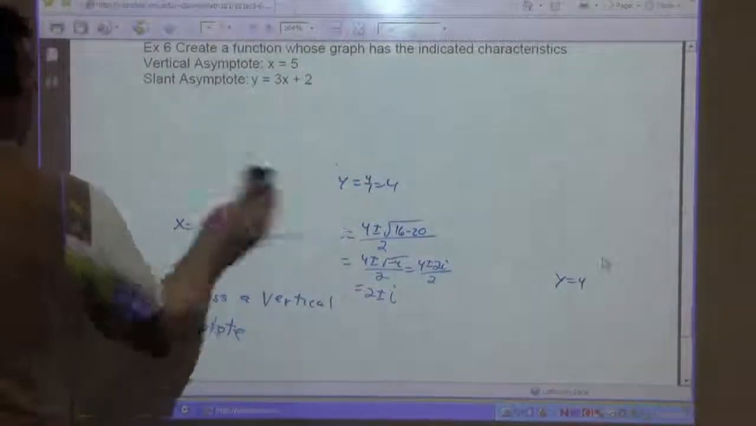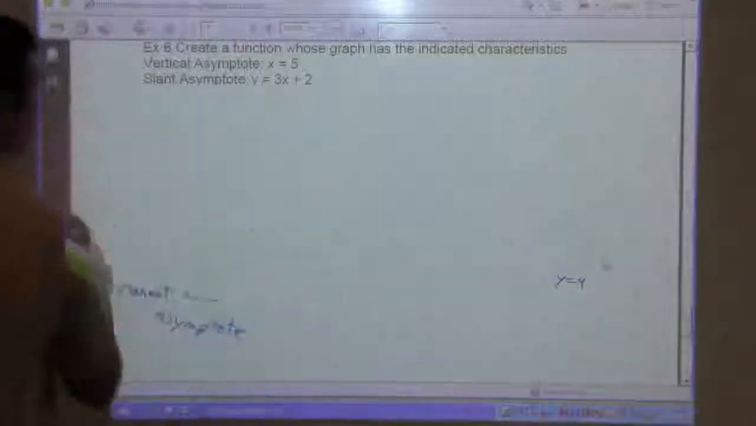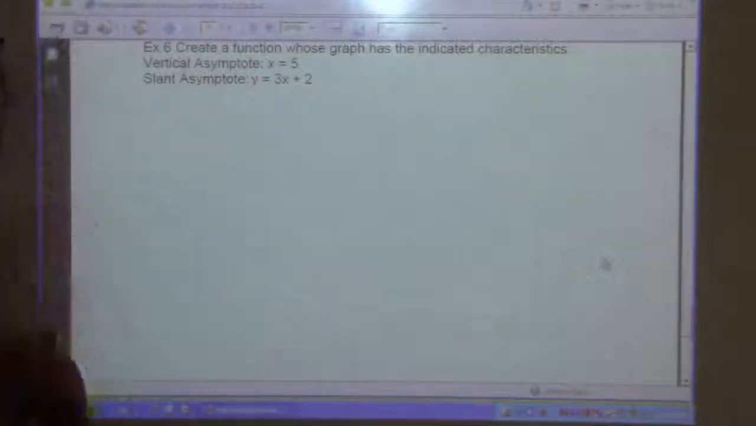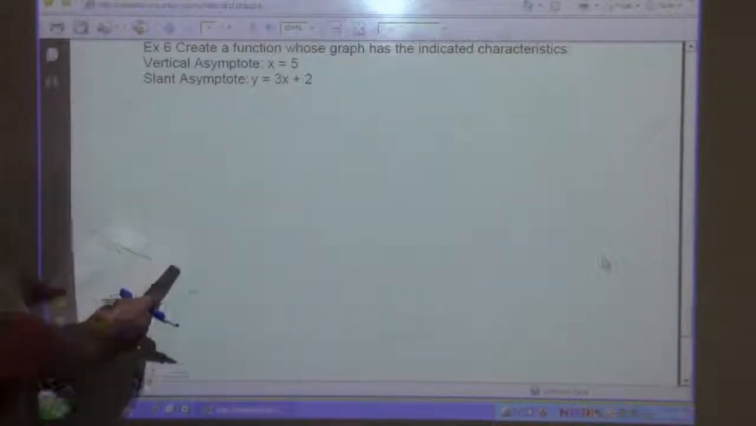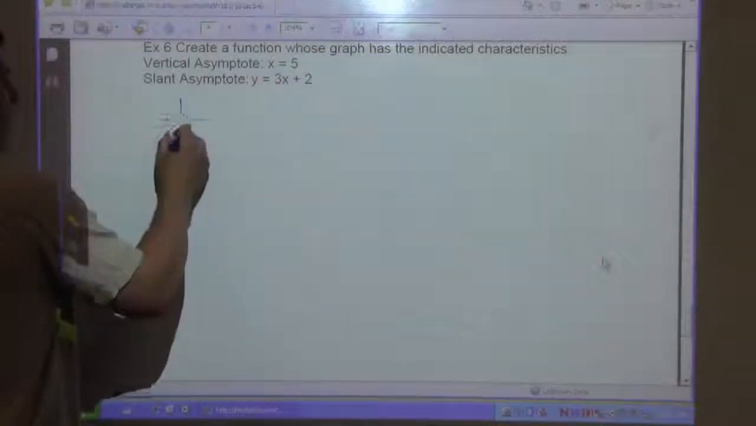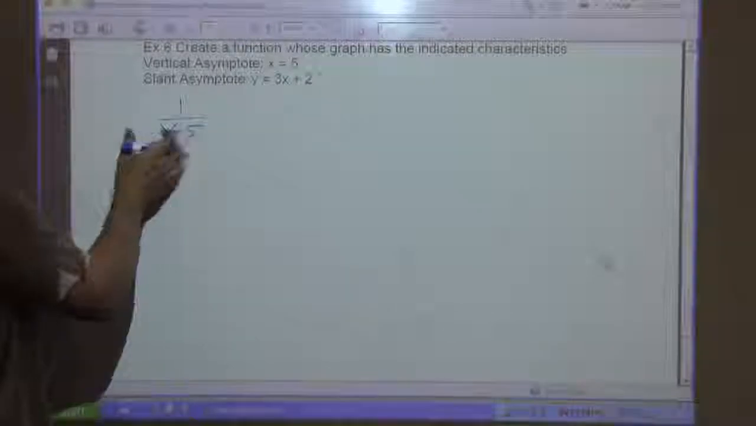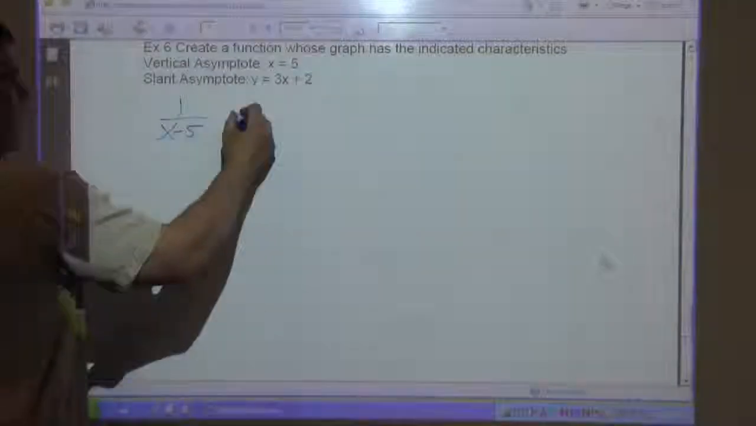And it says, create a function whose graph has the indicated characteristics. Vertical asymptote at x equals 5. Slant asymptote at y equals 3x plus 2. So 1 over x minus 5 is going to be part of it. That'll give us a vertical asymptote.